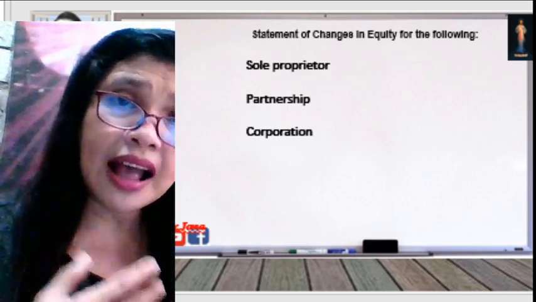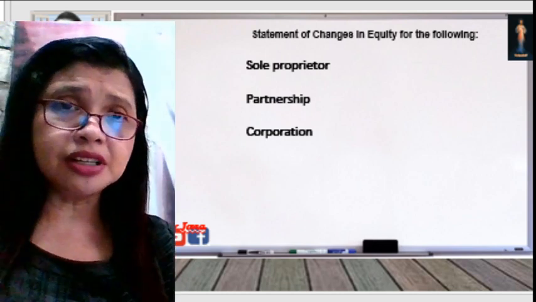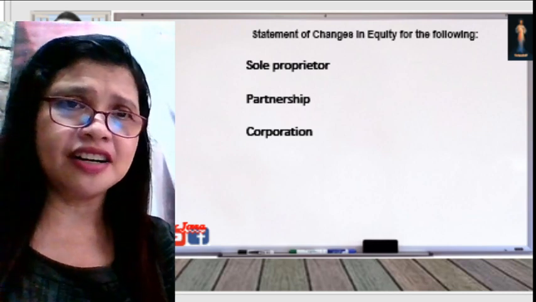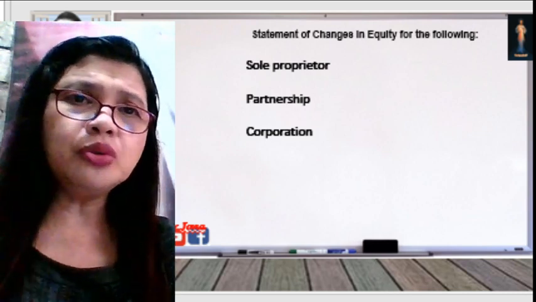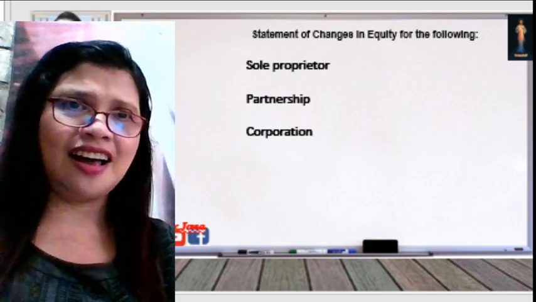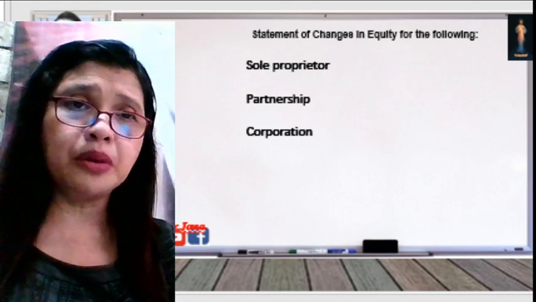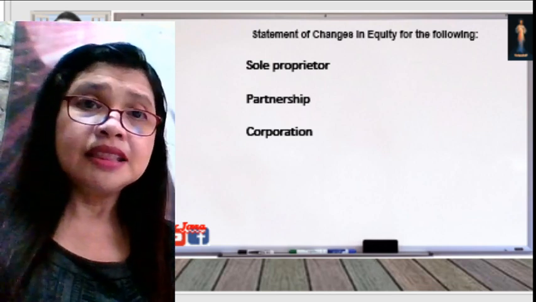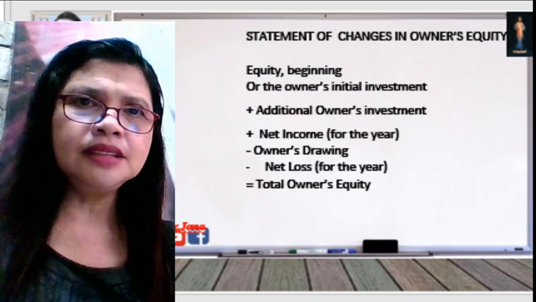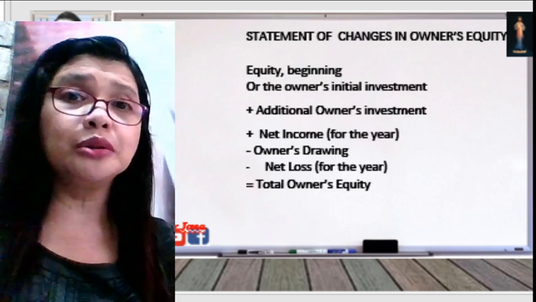It has the powers and attributes, meaning they can perform their functions as mandated in their charter. But they cannot do actions beyond their powers. They call it an ultra vires act. They should not perform actions beyond their powers. So that is the picture of a corporation. And in a corporation, we call it also the statement of shareholders' equity.